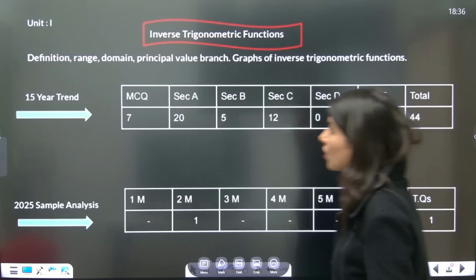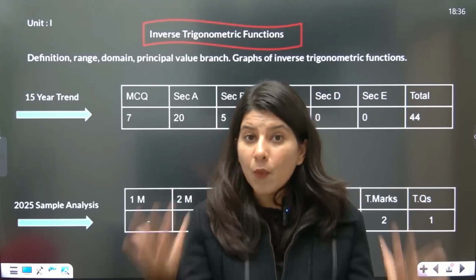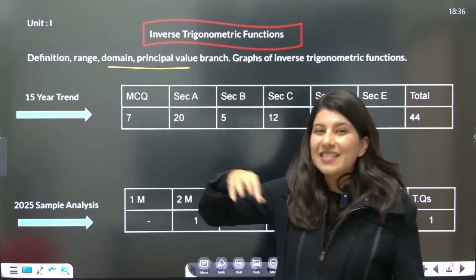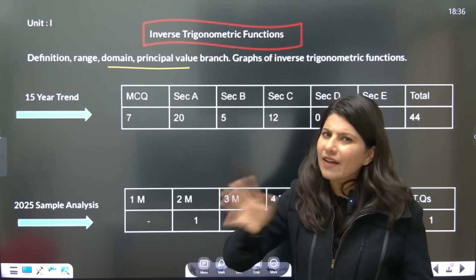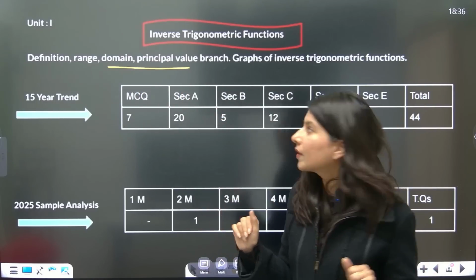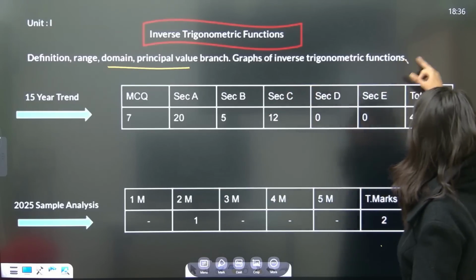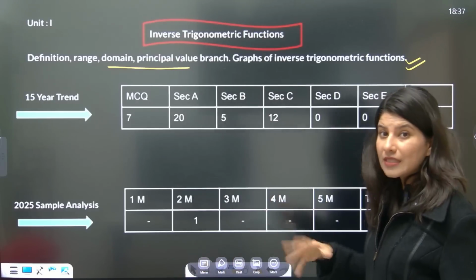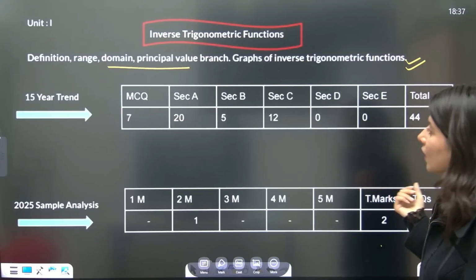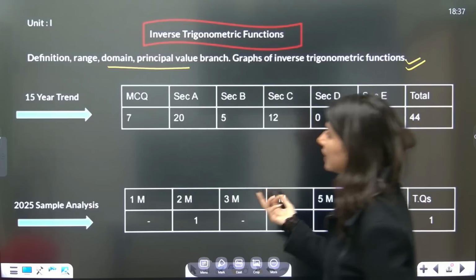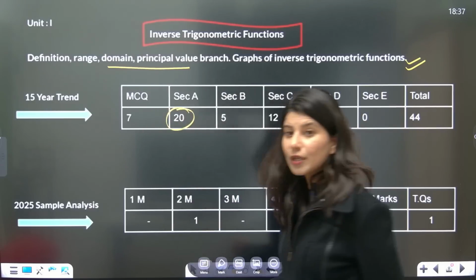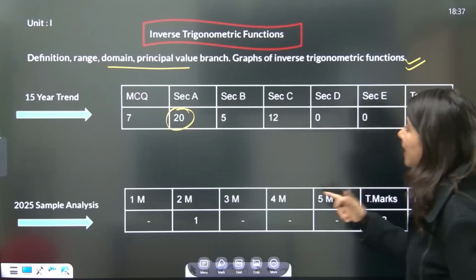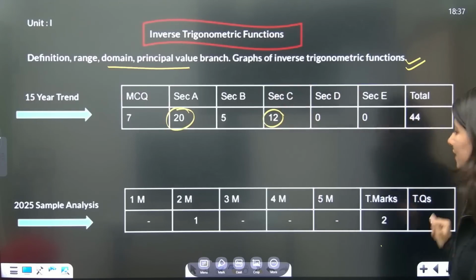If I talk about inverse trigonometric functions, what is important? Definition, range, domain, principal value. So again, sine inverse half, cos inverse minus half, the standard 1 marker questions. And graphs of inverse trigonometric functions are again important: the sine inverse graph, cos inverse graph, and so on. And you can see the 15-year trend: high chances that you're going to get a question in section A from ITF as well. High chances of a 3 marker question from ITF.